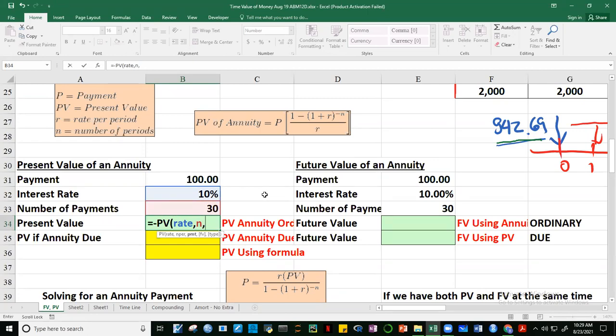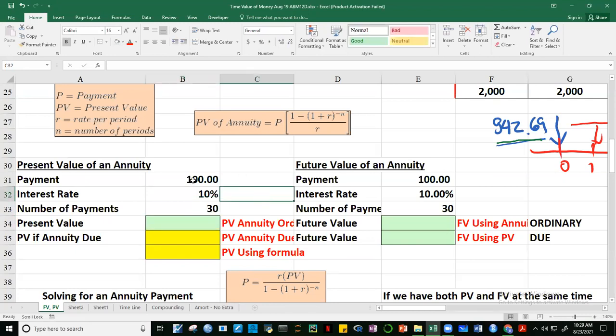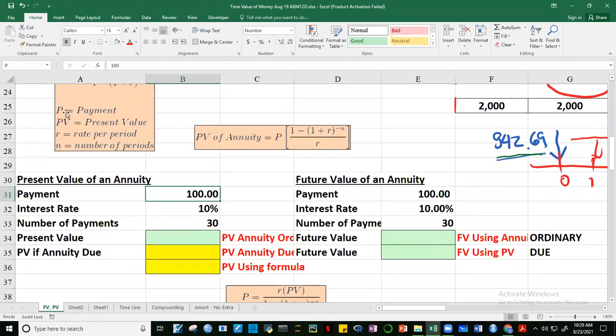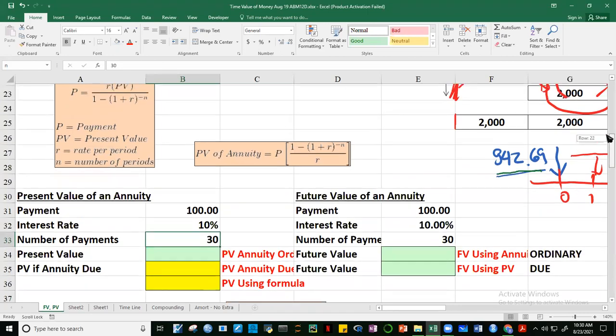Okay. Binigyan namin ng pangalan to, no? Ito, notice yung 100, we called it, just to be consistent with our formula, P. Yung 100, we place a name here, tingnan sa name box, guys. P, we gave it a name P. Ito, binigyan natin ng pangalan na rate, 10%. Ito, binigyan natin ng N. So, let's use the formula muna.